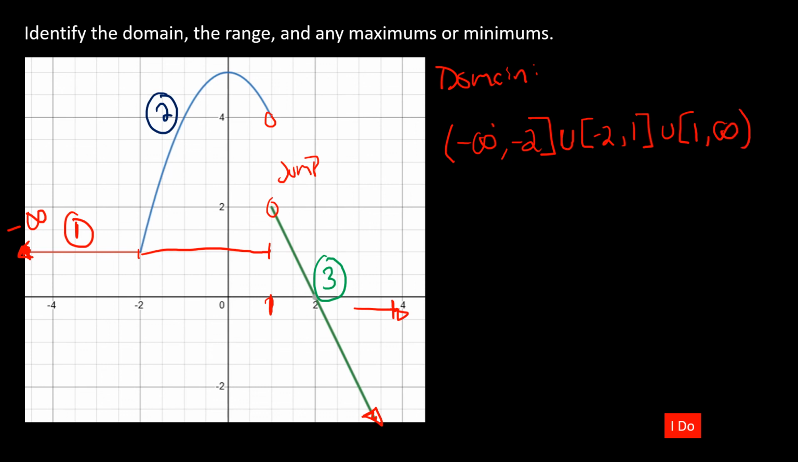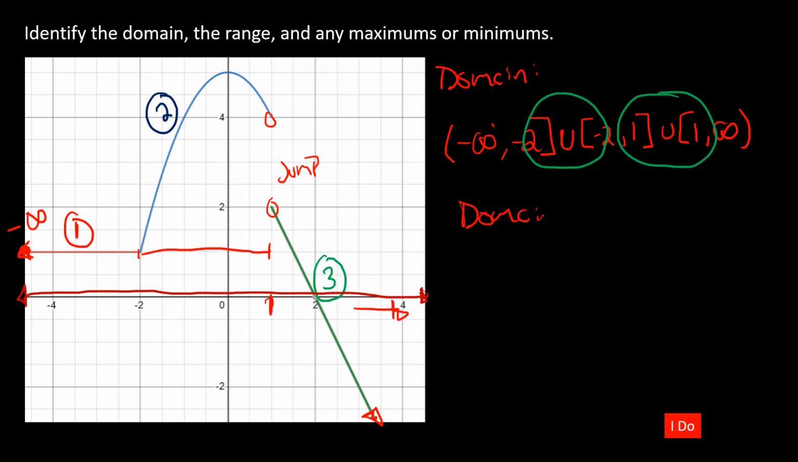Now, this is nice, but what I want to make sure that you understand is that even though we have all these jumps, this point at negative 2 exists and this 1. So we could say that our domain is actually every single number on the x value on the number line, because there are no holes. To identify that, we would say that our domain goes from negative infinity to infinity, because all x values exist.